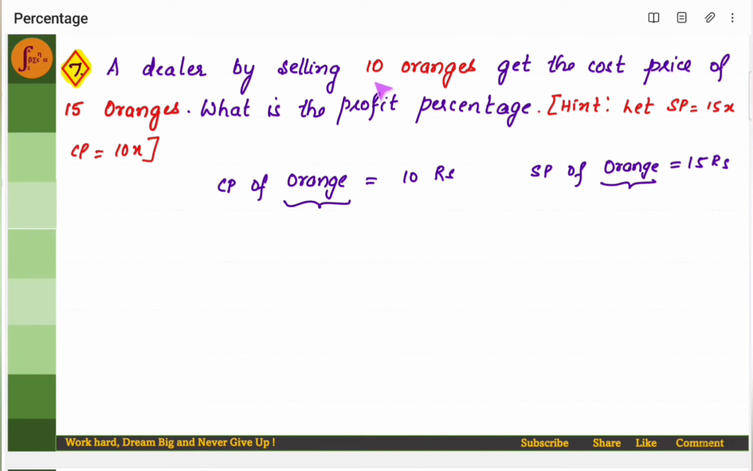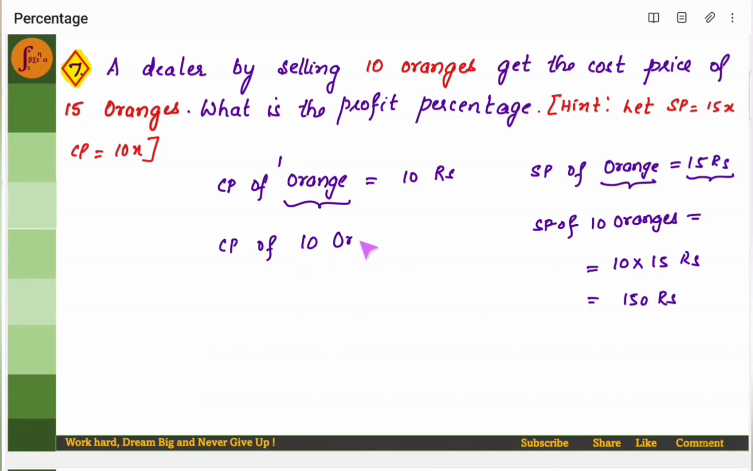Now the problem is telling that by selling 10 oranges. Now if I sell 10 oranges, what's going to happen? The selling price of 10 oranges would be 10 oranges into 15 rupees per orange, which is going to be 150 rupees. Let me come to the cost price. Cost price of 1 orange is 10 rupees. So what is the cost price of 10 oranges? It will be 10 into 10 rupees, which is 100 rupees. Now you notice cost price of 10 oranges is 100 rupees. Selling price of 10 oranges is 150.